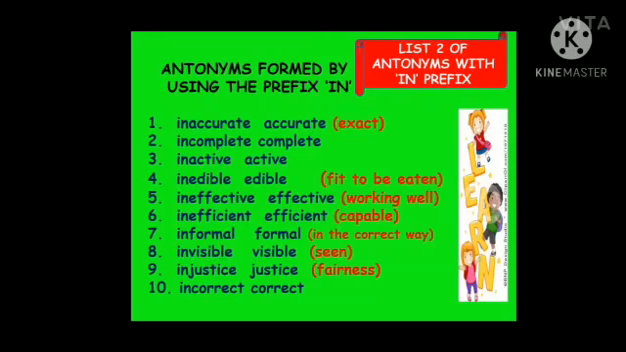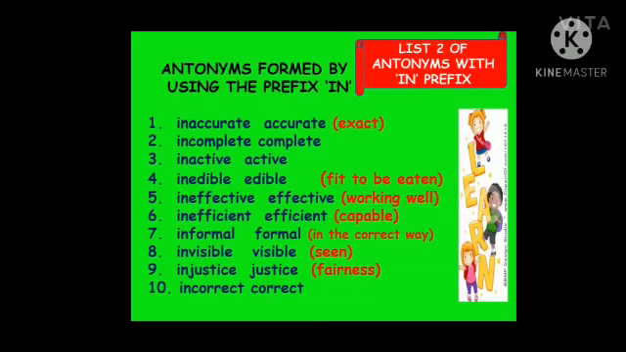Then invisible, something which we cannot see. If we remove the in, we get the root word visible, which means something which we can see. Injustice, something where justice is not done, something which is not dealt with fairness. And the opposite is justice. Incorrect, if we remove the in, we get the word correct.